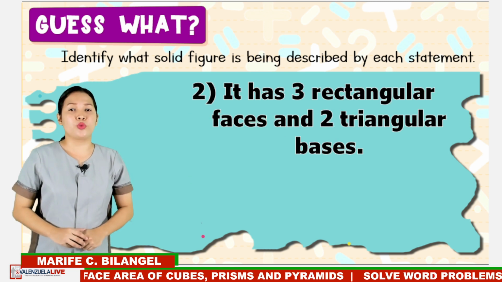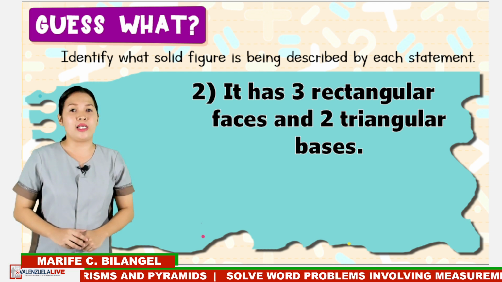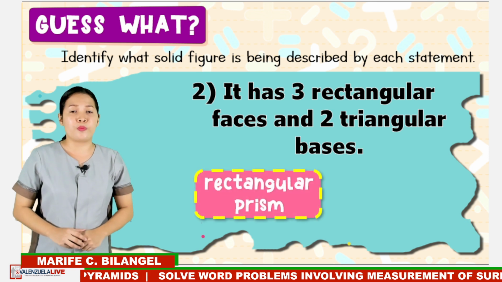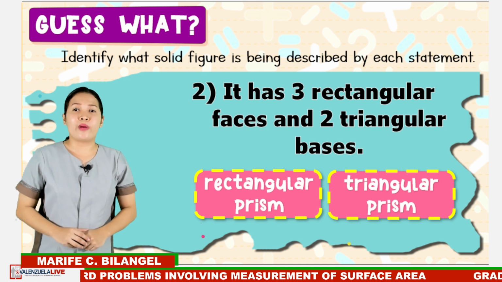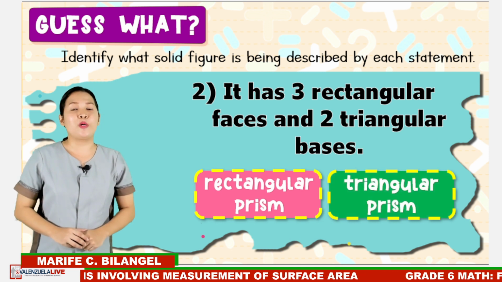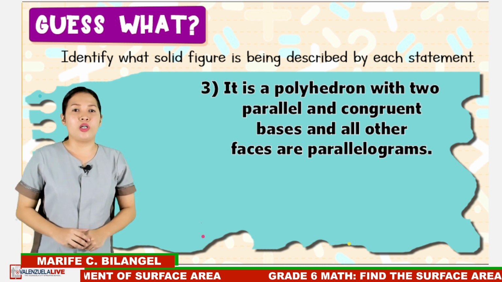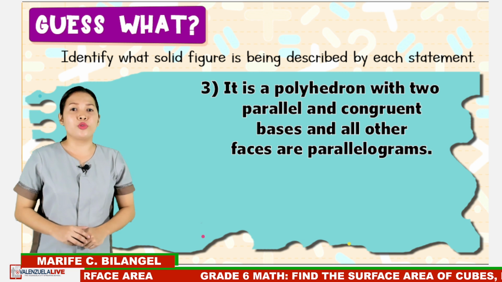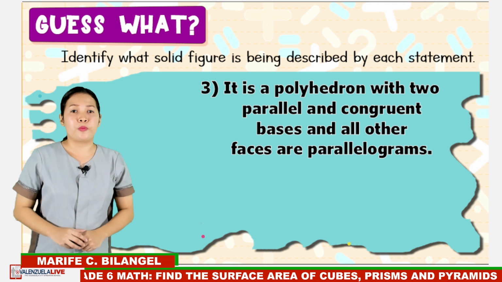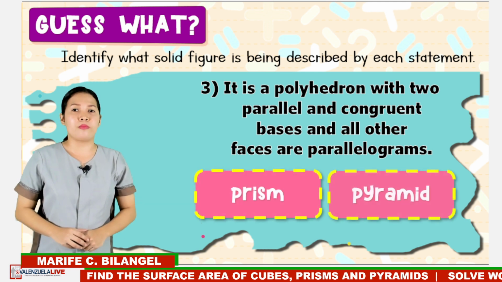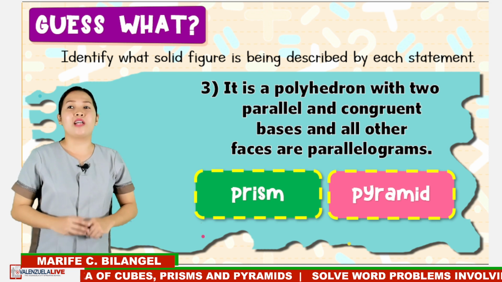For question number 2, this solid figure has 3 rectangular faces and 2 triangular bases. Is it a rectangular prism or a triangular prism? The correct answer is triangular prism. Great job. Question number 3: it is a polyhedron with 2 parallel and congruent bases, and all other faces are parallelograms. Is it a prism or is it a pyramid? If your answer is a prism, well done, you are right.